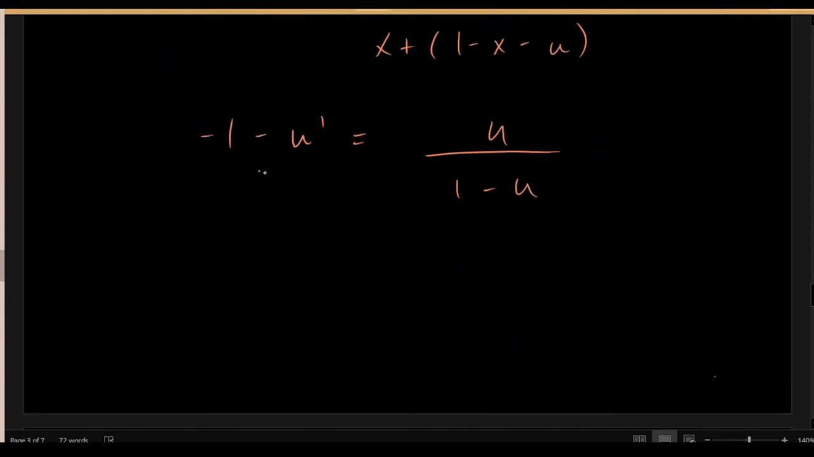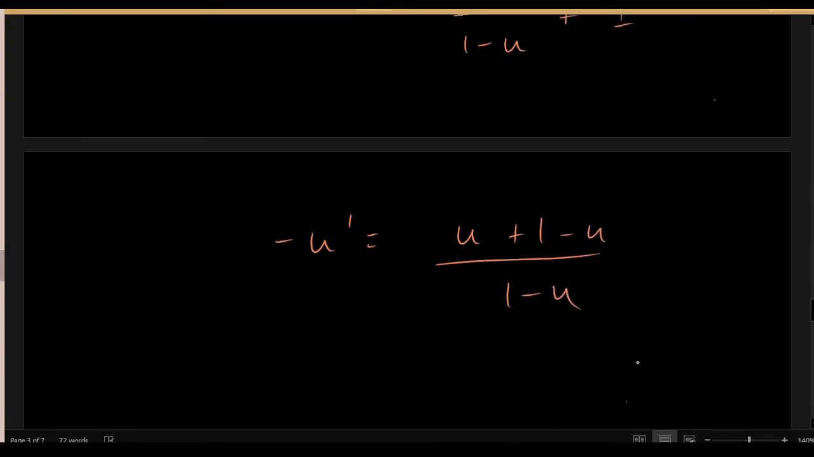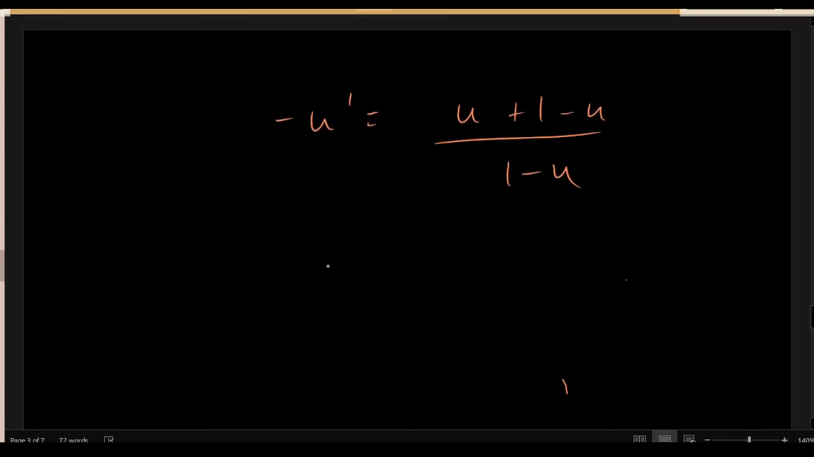So this looks like it's also going to be autonomous. First, let's combine all the terms that we can. Let's rearrange: negative u prime is equal to u divided by 1 minus u plus 1. So if I combine those fractions, I get negative u prime equals u plus 1 minus u over 1 minus u. The u's in the numerator cancel out. Negative u prime is equal to 1 over 1 minus u. And therefore, if I flip the signs, u prime would be equal to 1 over u take away 1.